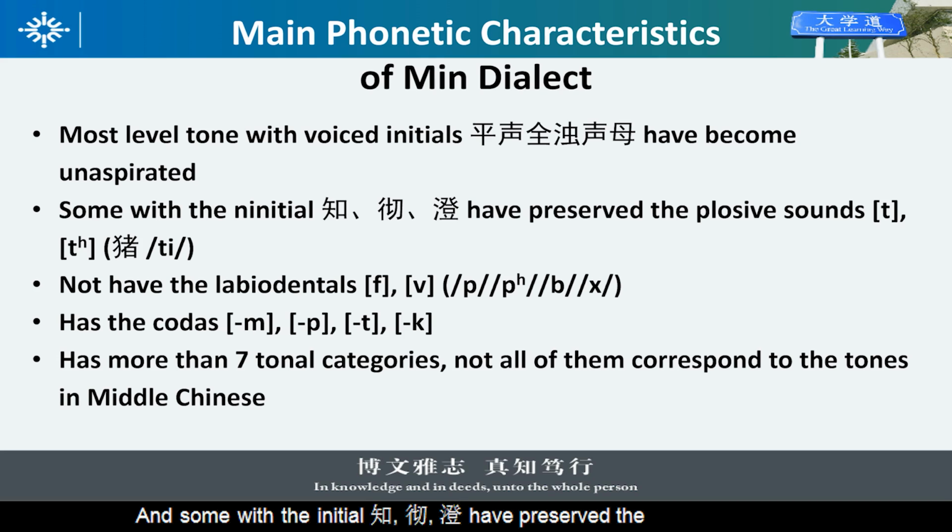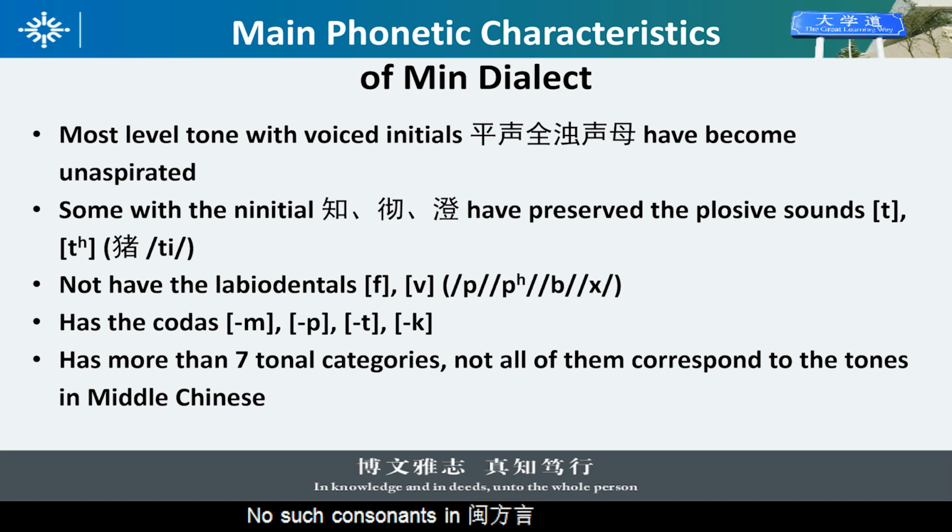And some of the initial 支彻成 have preserved the plosive sound, the very old pronunciation. That means 支吃诗 are sometimes pronounced as de te, especially in southern Min dialect.